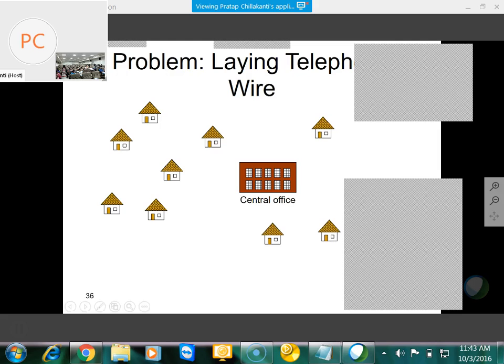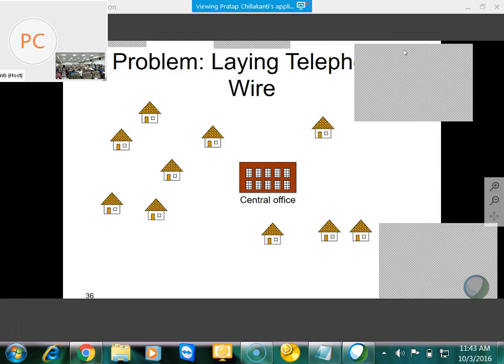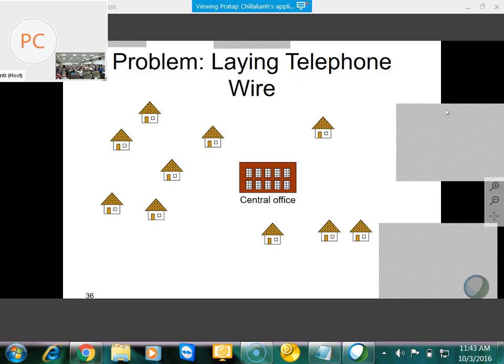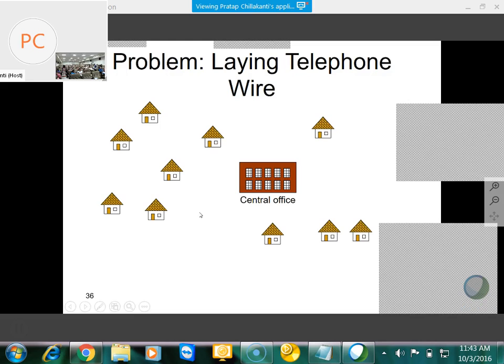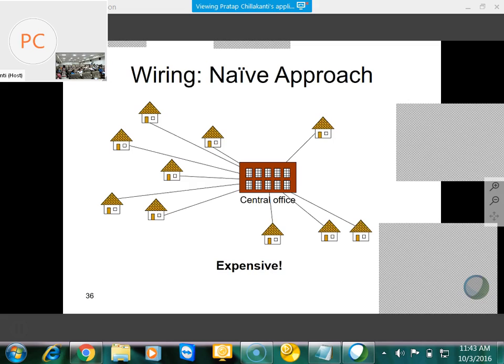So here is a justification for why we need to do these things. Whatever we learned has practical application. So let us consider this example of the problem of laying a telephone wire. You have the central office here, and then you have to put a wire, otherwise you don't get connectivity to homes. So one way of doing it is connecting from the central office to each of the houses.